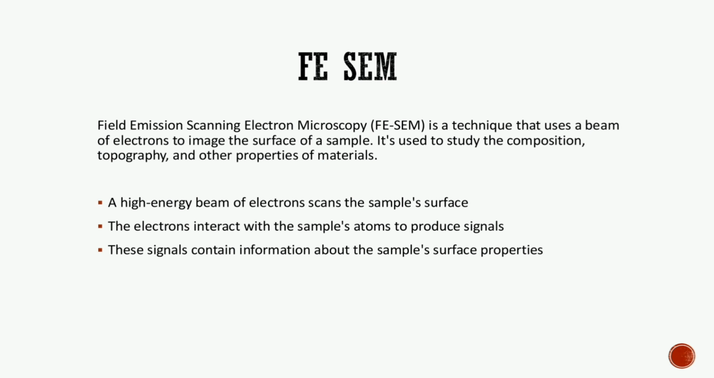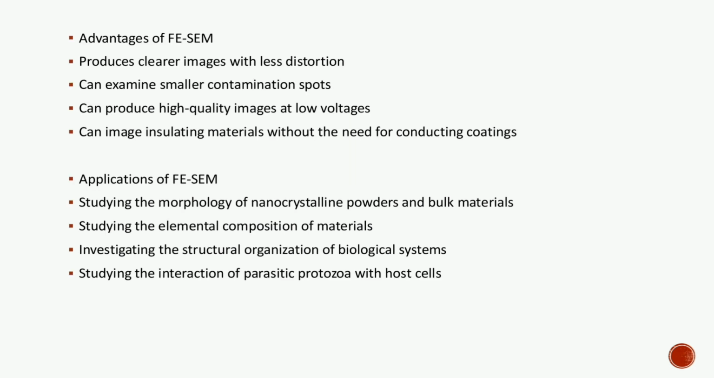The other important aspect of this technique is that a high energy beam of electrons scans the sample surface. The electrons interact with the sample's atoms to produce signals. These signals contain information about the sample surface properties. This is how the working takes place. And there are a few advantages of this technique. That is, it produces clearer images with less distortion, can examine smaller contamination spots, can produce high quality images at low voltages, and can image insulating materials without the need for a conducting coating.